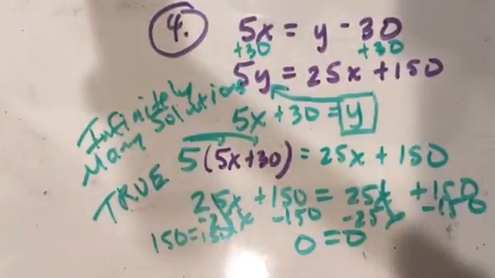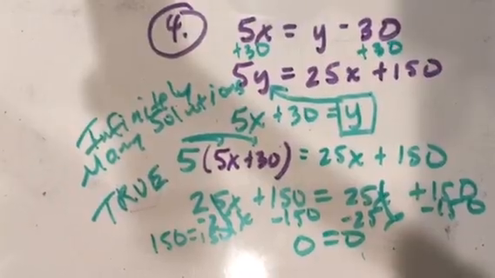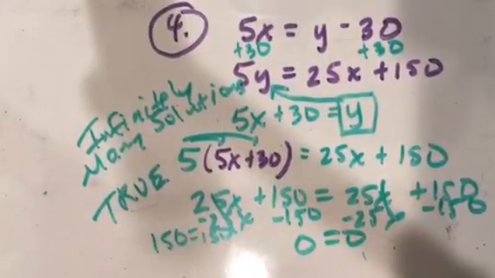Alright, so we use substitution twice, we use elimination twice, we got infinitely many twice, we got no solutions twice. Just want to make sure you understand that when this happens, it's all about the variables going away and whether your statement remaining is true or false.